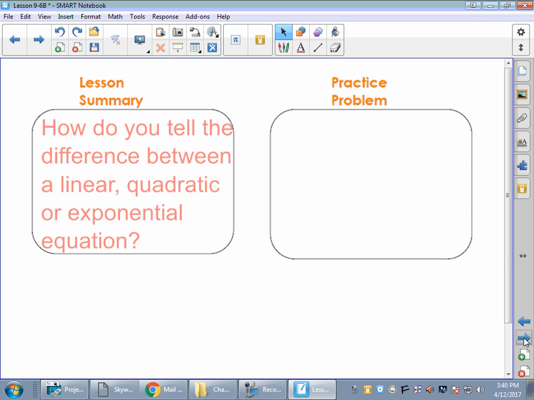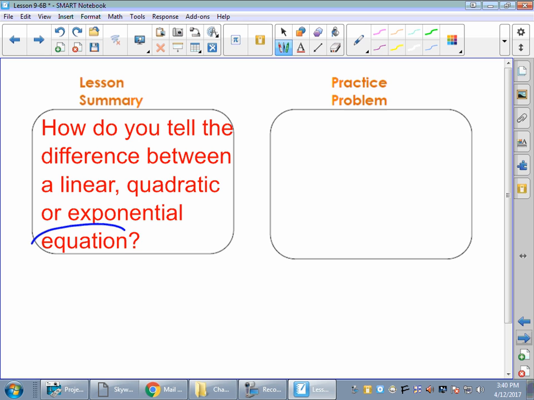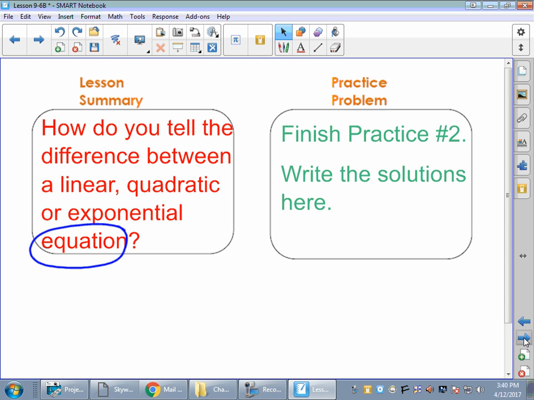So here's what I want to know. How do you tell the difference between a linear, a quadratic, or an exponential equation? So if I give you the equation, not a table like in the last section, but an equation, what are you looking for? How do you know? If you know that, you're starting off one step ahead because you actually know what your graph should look like. And then, like I mentioned, finish practice number 2, graphing that y equals 2x. Write your solutions in the practice problem box.